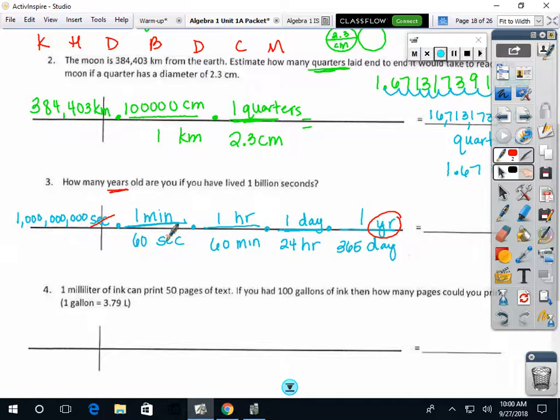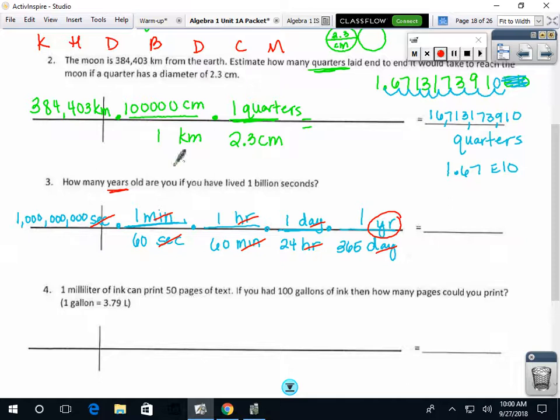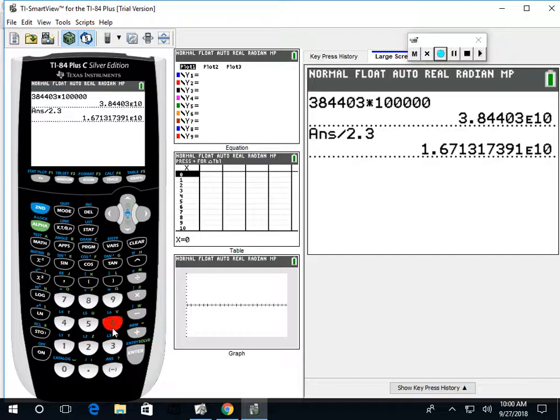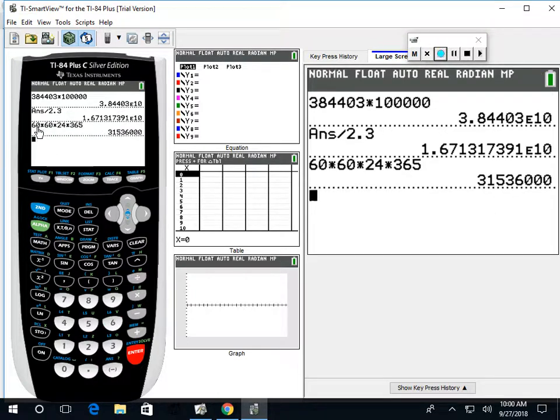So we cross out all the other units. In the top, you just have 1 billion times a bunch of ones. So it's going to remain 1 billion, correct? But in the bottom, we actually have some numbers we're going to need to multiply together. So let's do that on the calculator. 60 times 60 times 24 times 365. Okay, that's 60 seconds, 60 minutes, 24 hours, 365 days. And so that's what you get. Now we're going to type in the 1 billion.